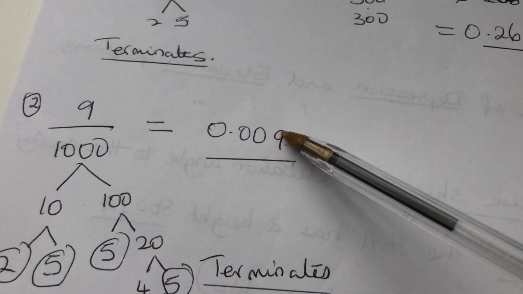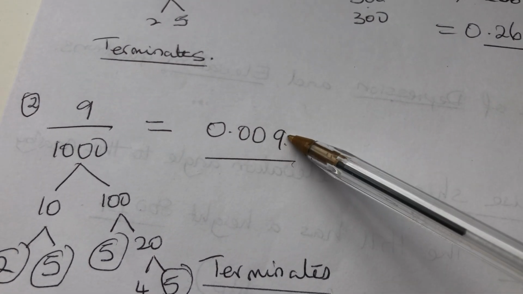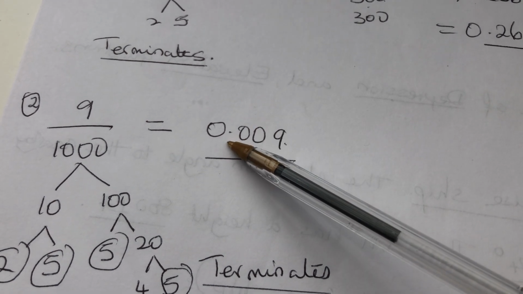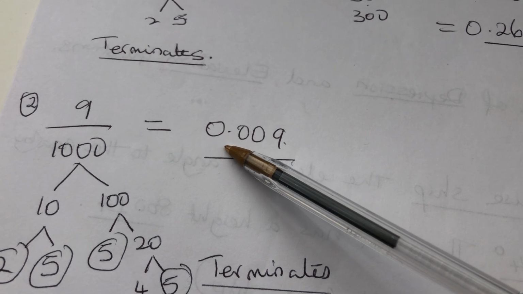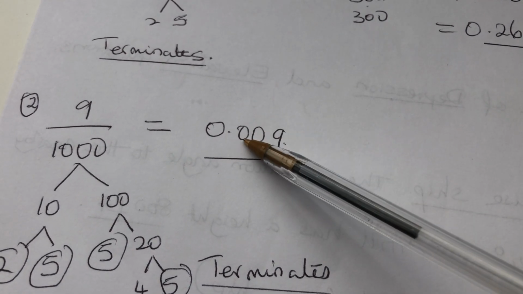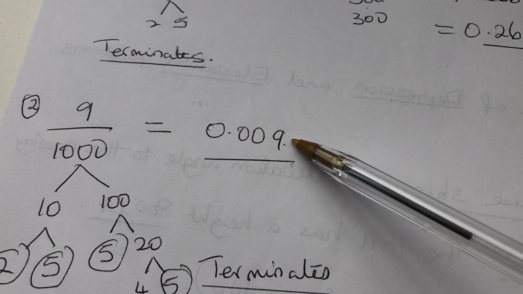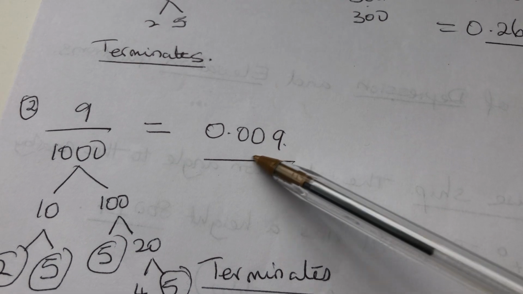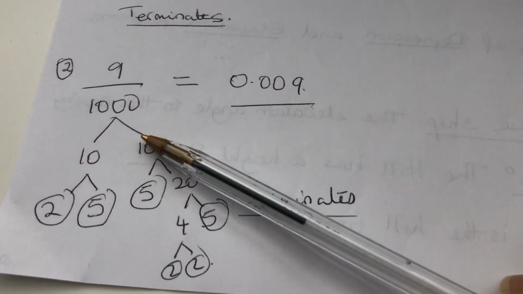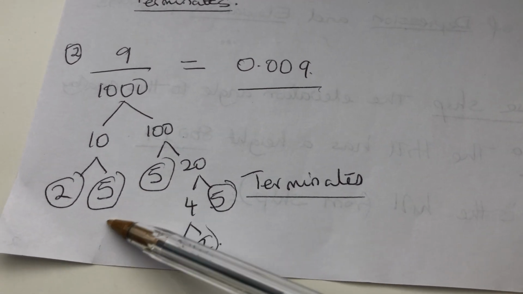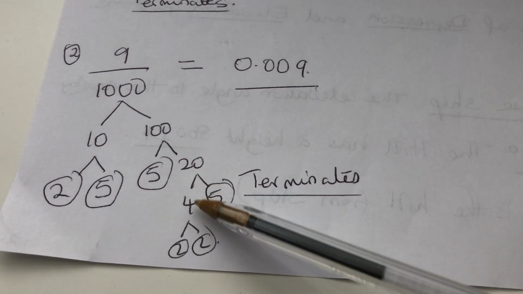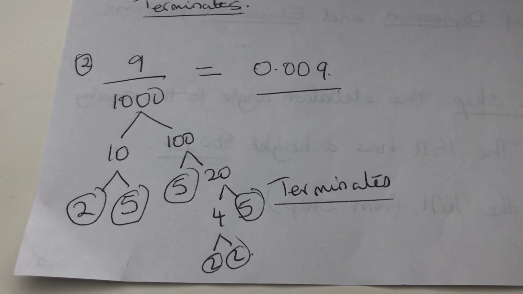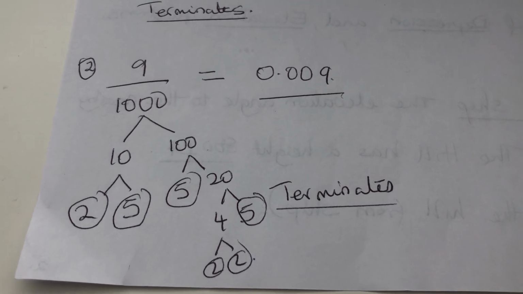9/1000. Now you have 9, you move the decimal point 3 times to your left, and then you have a decimal of 0.009. Here again, it terminates because you have the prime factors of 2 and 5 if you break it down.